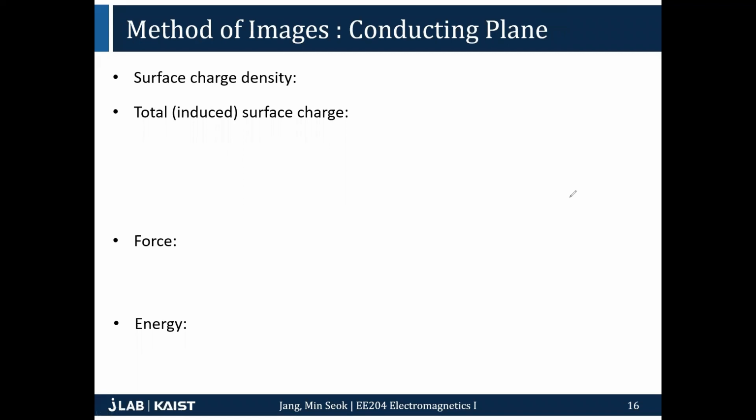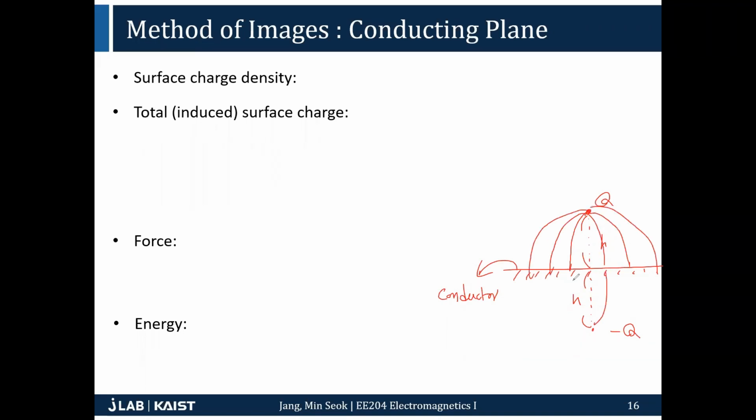You have a conductor, okay, and then you have charge Q here. Here's the h. Here is negative Q you put, but this is an imaginary charge. So your electric field should look like this. Right? But that is true only for this region.